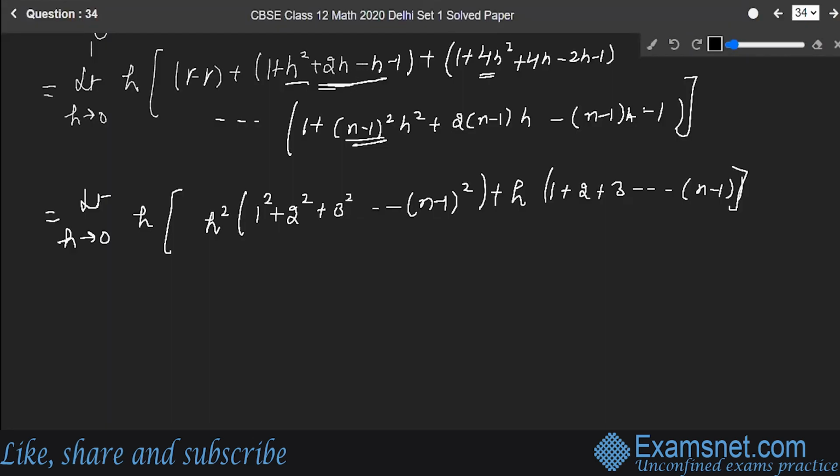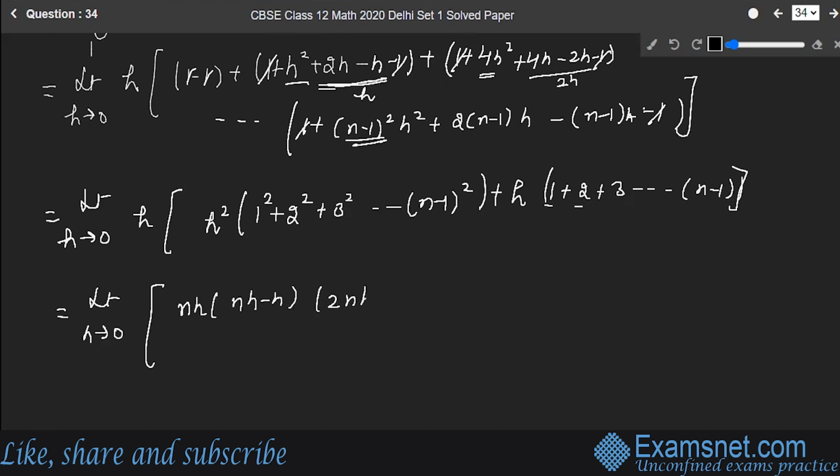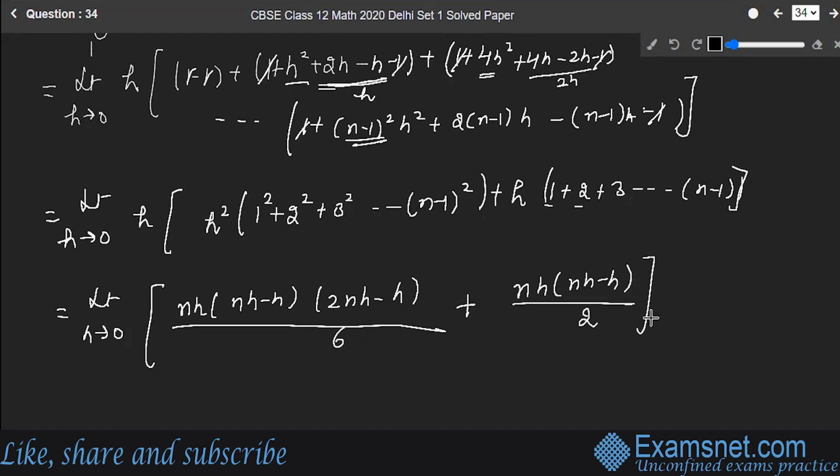See here, 2h minus h will give you h from here. 4h minus 2h will give you 2h from here. So this is 1, 2, 3, and so on for this one. And this 1 and 1 will always cancel. Right? I hope you're clear with this one. Now, this is limit h approaching 0, nh into nh minus h into 2nh minus h whole divided by 6 plus nh into nh minus h divided by 2. Now, from where did I get this one?